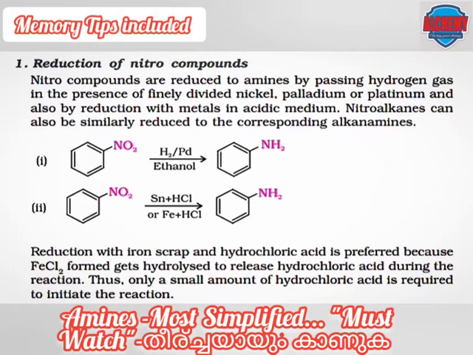Nitro compounds are reduced to amines by passing hydrogen gas in the presence of finely divided nickel, palladium or platinum catalyst. The reduction can also be carried out with the help of metals in acidic medium. Nitroalkanes can also be similarly reduced to corresponding alkanamines. The reduction using iron scrap and hydrochloric acid is also preferred.